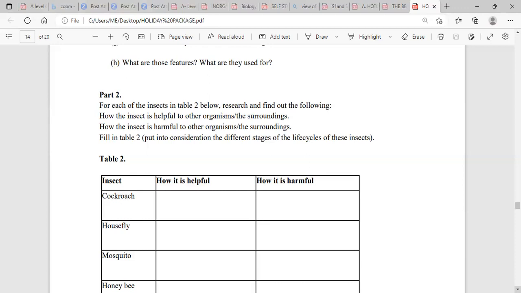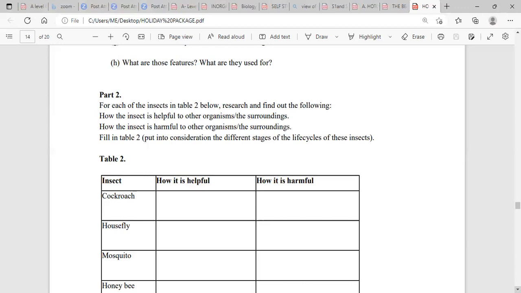Positive roles. Now, we have the negative roles. That is how the insect is harmful to other organisms. Look at a housefly. How harmful is it? Look at a mosquito. You are looking at the government's program of distributing nets to people, emphasizing the pregnant mothers to sleep under treated mosquito nets. Why? These guys are dangerous. They are harmful to other organisms.